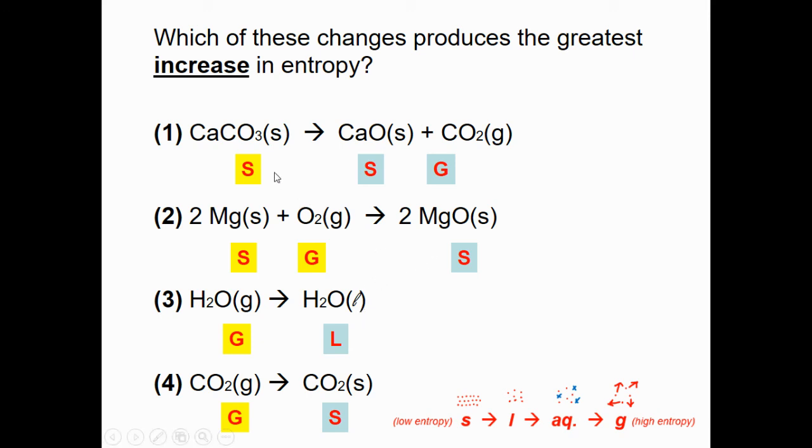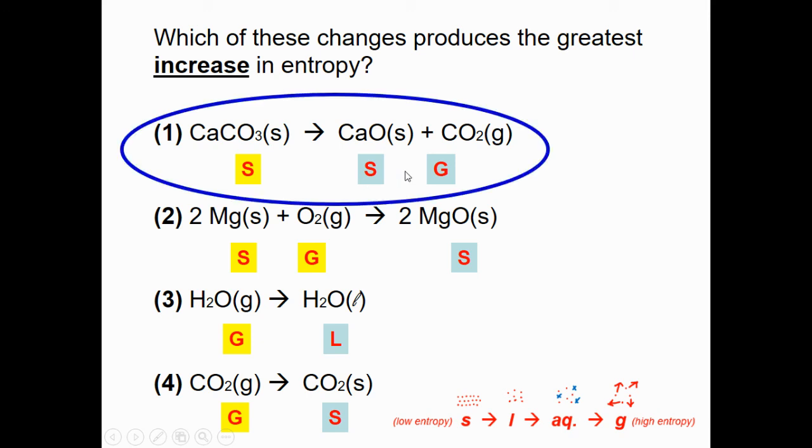But number 1, a solid becoming a solid and a gas, that is an increase in entropy. On the left we have just a solid, on the right we have a solid and a gas. That's got more entropy overall.